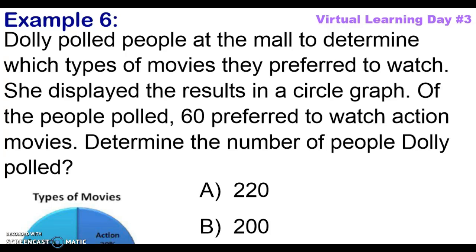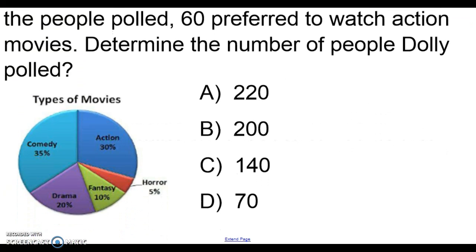Go ahead, answer 6. Let's see if you got it. Dolly polled people at the mall to determine which types of movies they preferred to watch. She displayed the results in a circle graph. Of the people polled, 60 preferred to watch action movies. Determine the number of people Dolly polled. Okay, so we need to set up a proportion here.